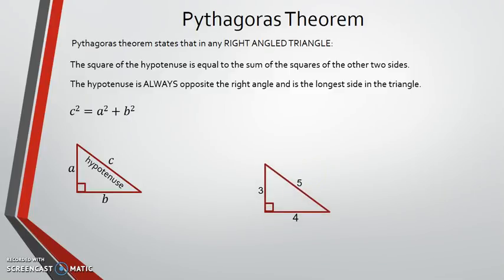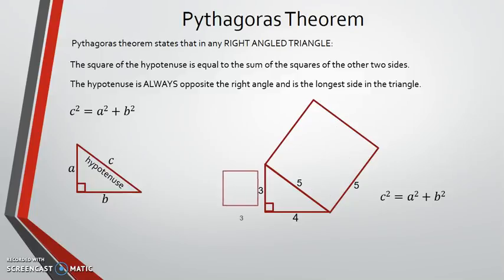Now, let me show you clearly using numbers. We've got C squared equals A squared plus B squared. C is 5, A is 3, and B is 4. Let's have a look at C squared, A squared and B squared.